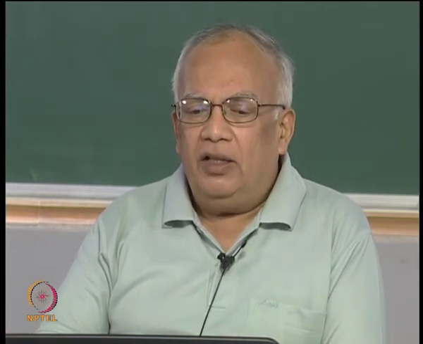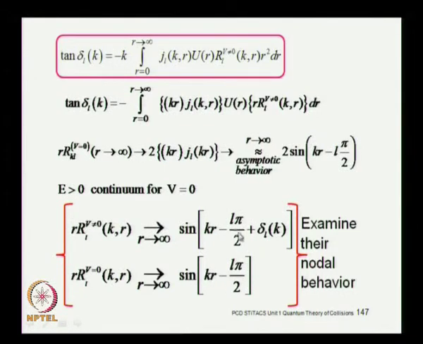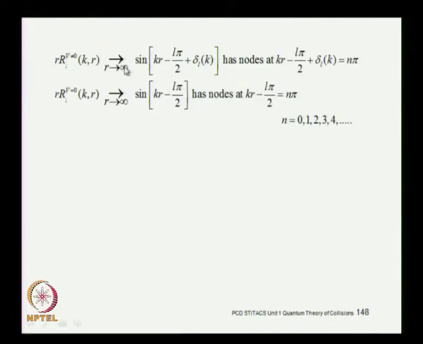So, here there is no phase shift, Kr minus L pi by 2. Here you have got the same kind of solution with the phase shift delta, and ask where are the nodes of these functions. When does this function go to 0? So, these nodes when V is not equal to 0 are when this argument of the sine function Kr minus L pi by 2 plus delta is equal to n pi, you will have the nodes. In this case you will have the nodes when Kr minus L pi by 2 is equal to n pi. What does it tell you with reference to R?